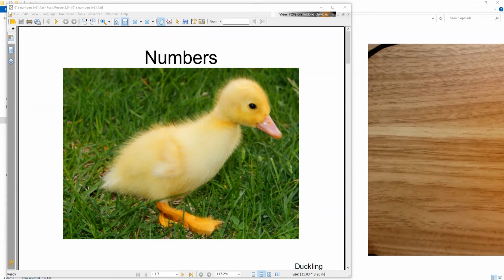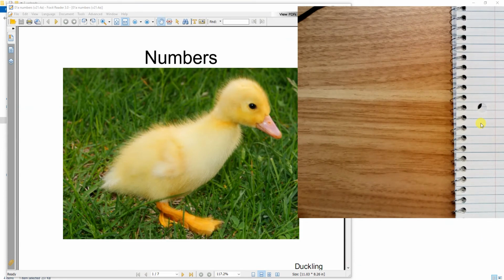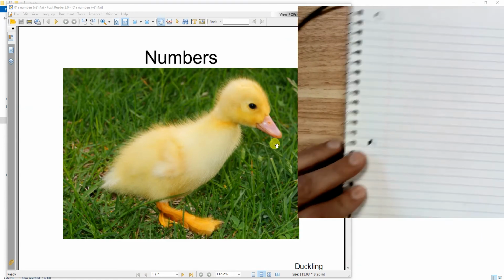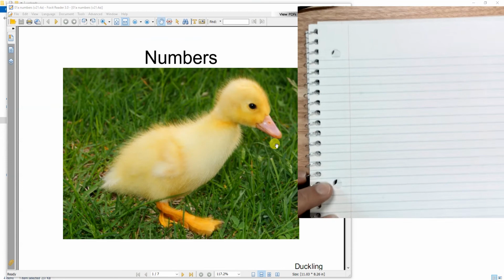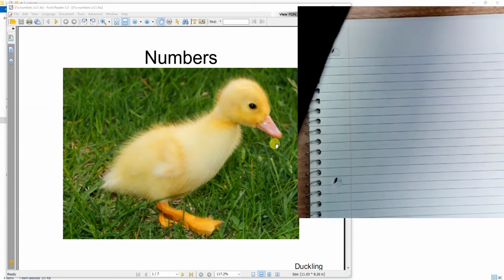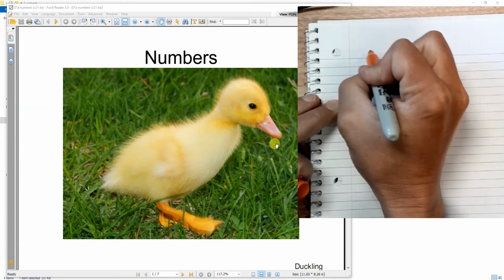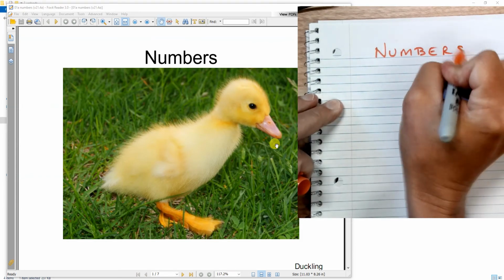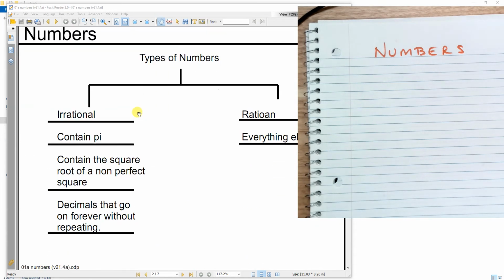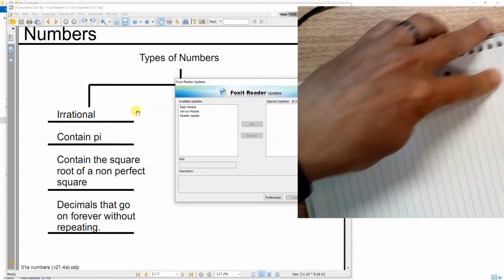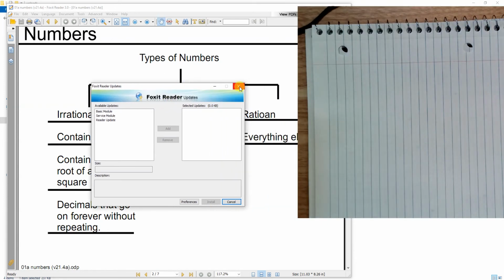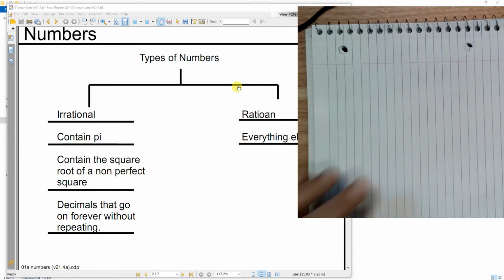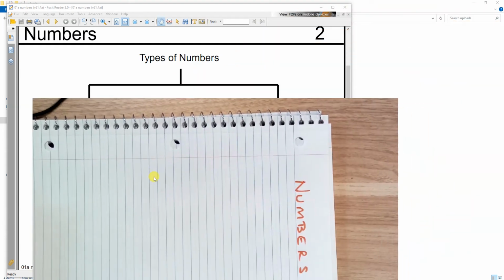Let's get our notes ready to go. Here we go, bringing my notebook over here. We'll start with numbers, and we're going to do a little tree map here with types of numbers. If you wanted to go horizontal with this, you could. So, types of numbers.